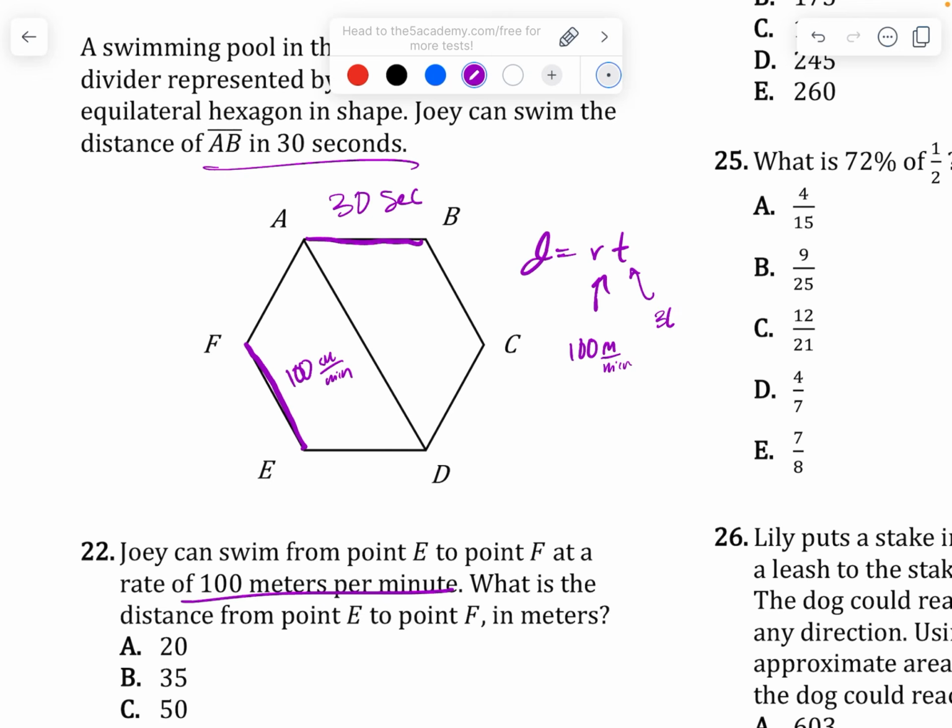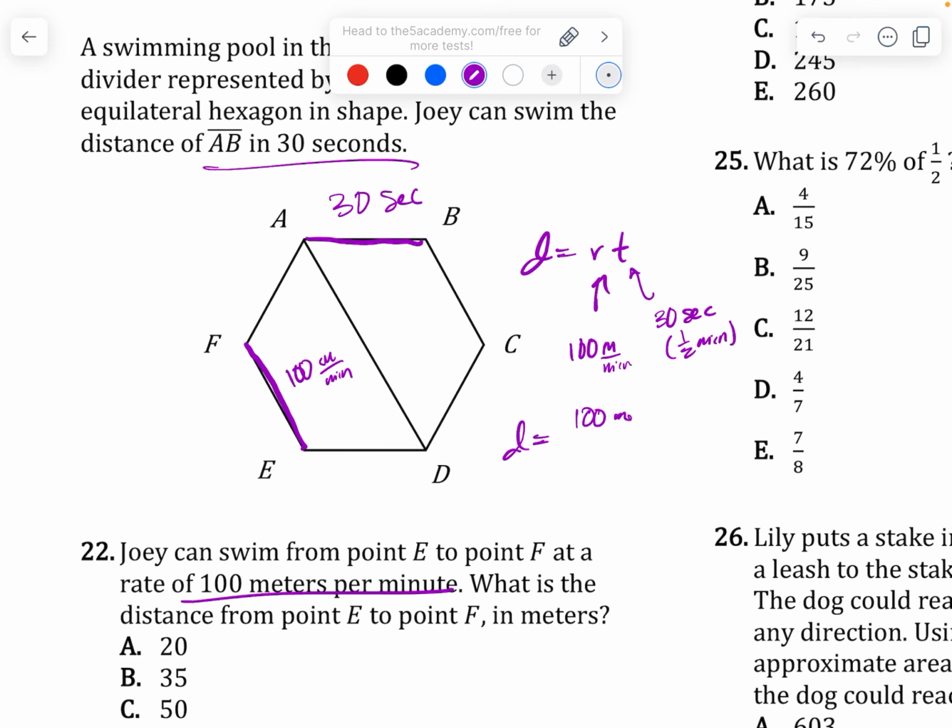We're given a time of 30 seconds, aka half a minute. So I can find my distance just by doing the 100 meter, and you should put your units in here just to make sure everything cancels out. Let's write it like this.